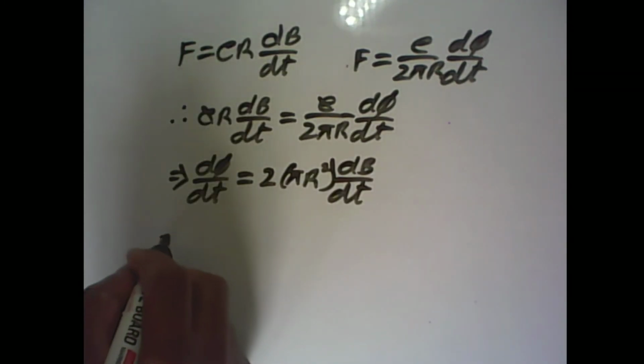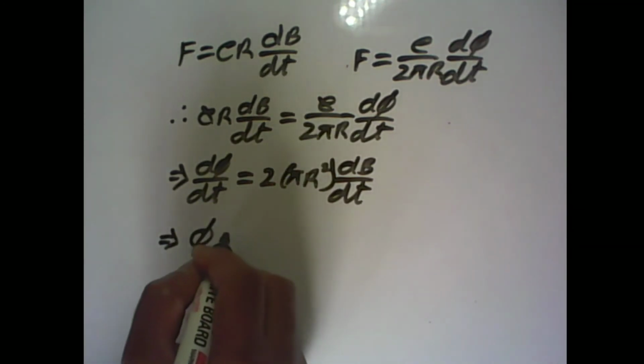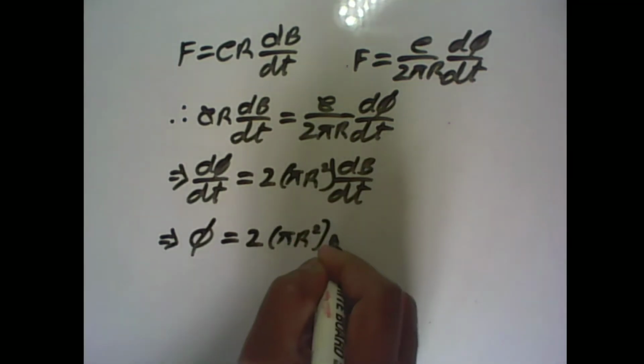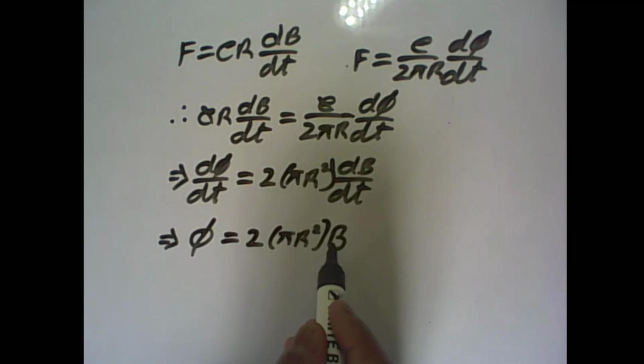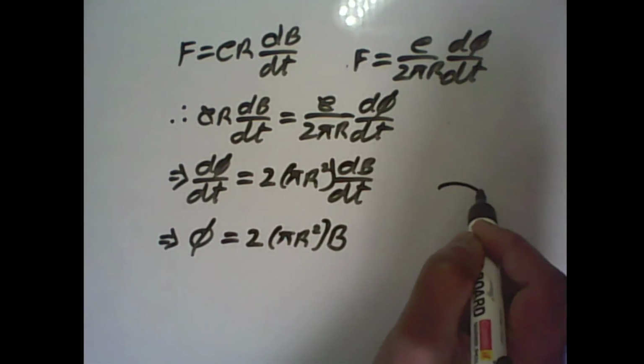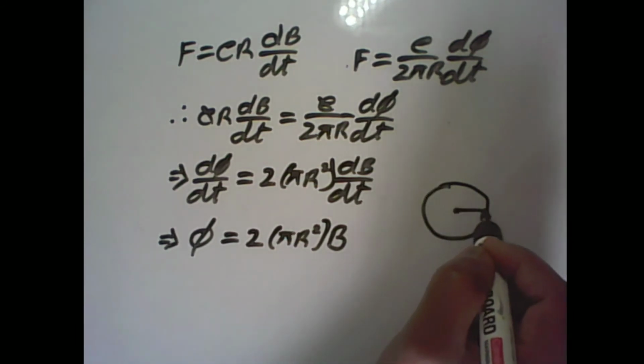Integrating this expression, we get phi is equal to 2 pi r square B. Now, B is the magnetic field linked with the electron orbit, and pi r square is the area of the electron orbit. So, this is pi we are talking about, this is r.